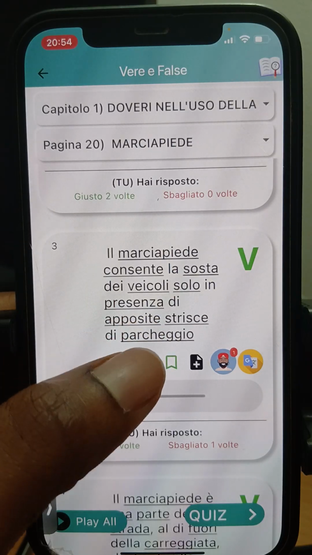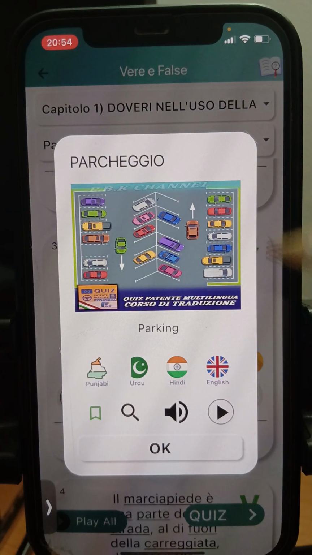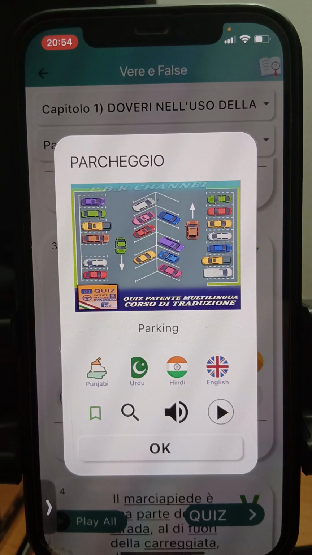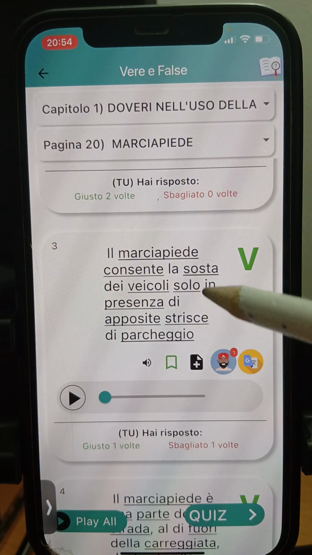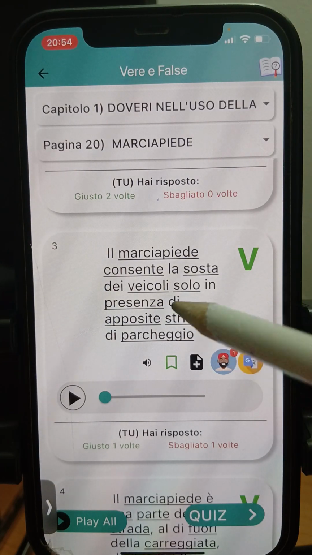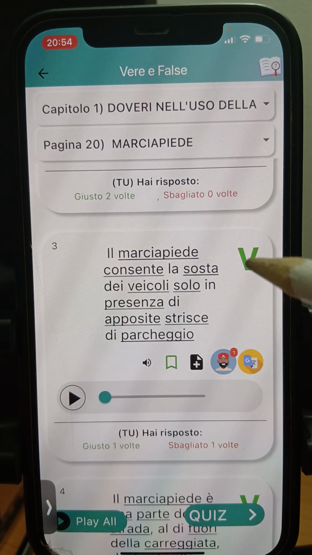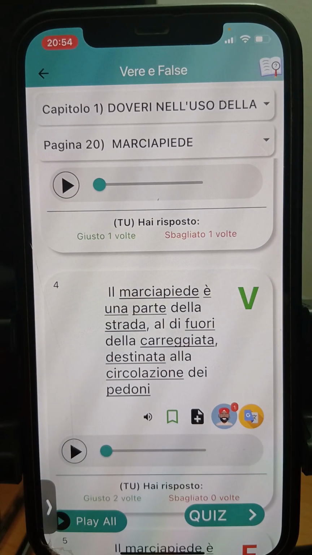Okay, opposite strip of parcheggio. Parcheggio is parking. This type of parking you mostly see at supermarkets. So they said it allows you to do what? To park on the marciapiedi only in the presence of what? Opposite strip of parking line. Only in the presence of what? Parking line. That is when it allows you to park on the marciapiedi. Alright, let's go to number 4.